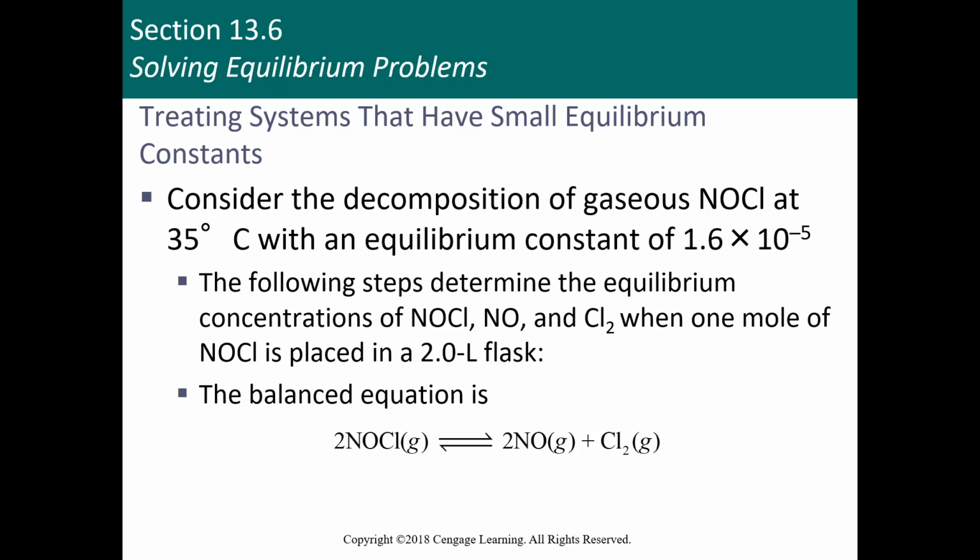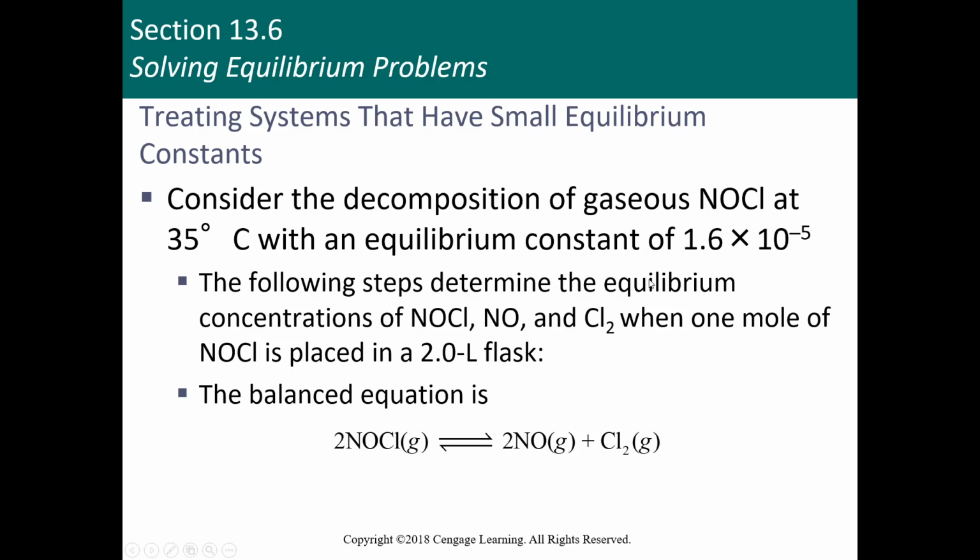Alright, so here we're going to look at a small equilibrium, and this is going to give you more information that you can then assume things and make your problems mathematically easier. So here we have the decomposition of gaseous NaCl. Really, all of this information here is just telling you it's at this temperature, so it's at a single temperature, and it's this reaction, okay? That's what you're really reading here. The equilibrium constant is this value here, so now we have a value of K for later on.